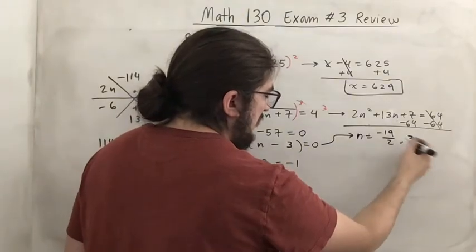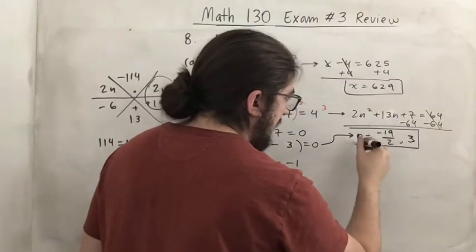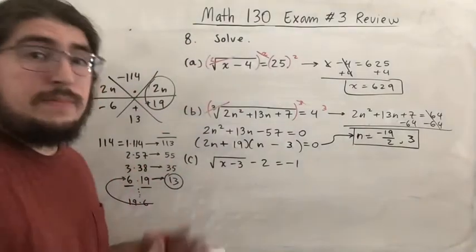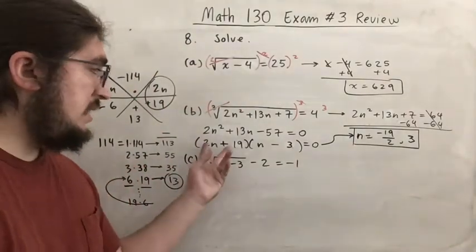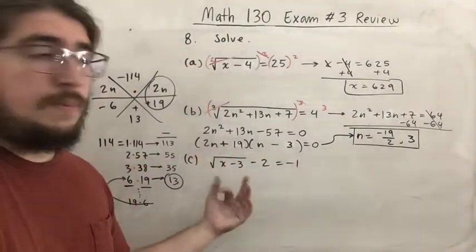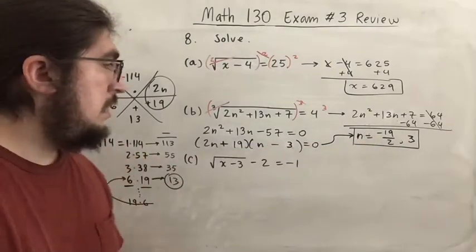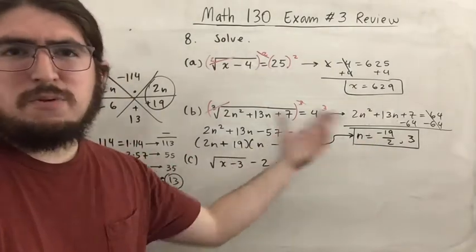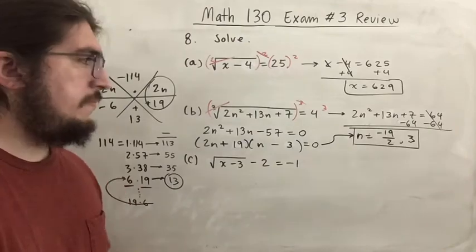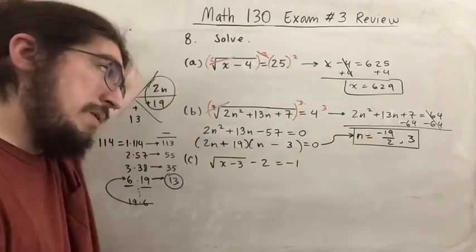Now if that was too fast, and you didn't quite like that, that's okay. You can just set them each equal to 0. If you said this equal to 0, you'll have to subtract 19, then divide by 2, you'll get negative 19 over 2. If this is 0, add 3 to the other side, you get n is equal to 3. So that's how I got that. I just did it kind of quick.